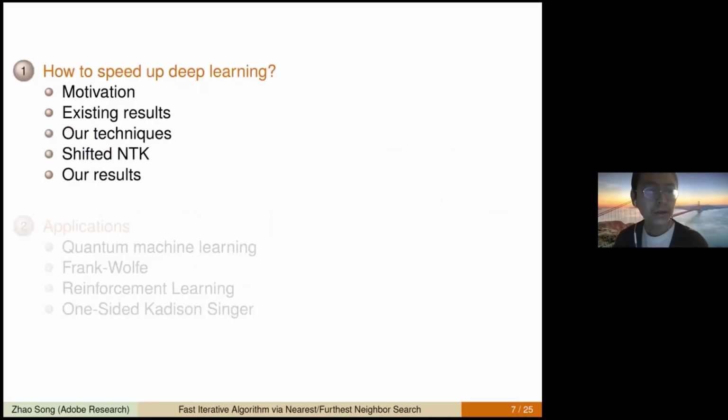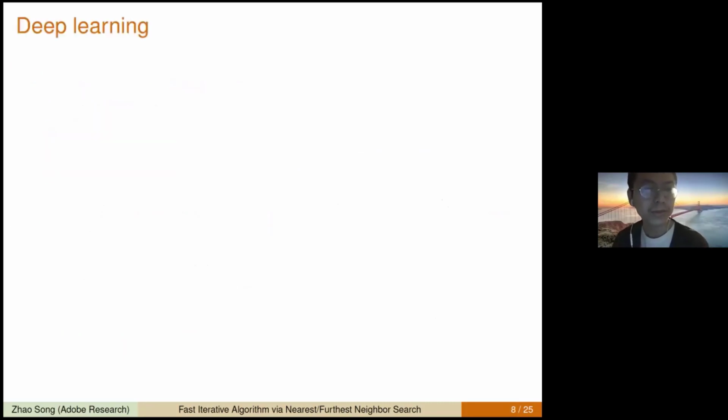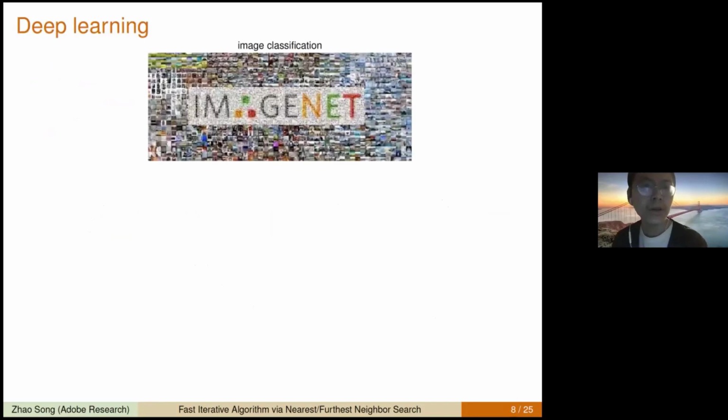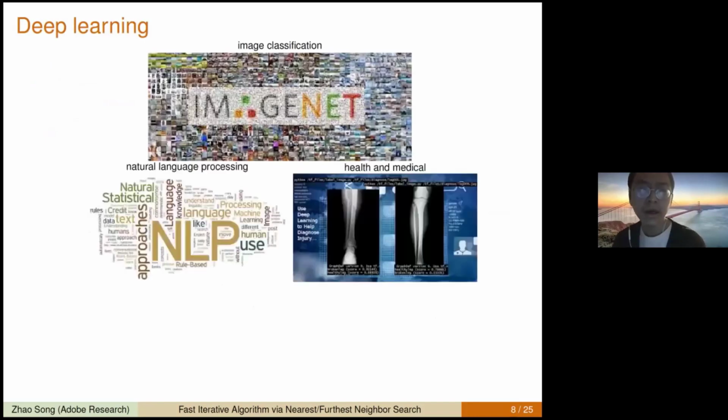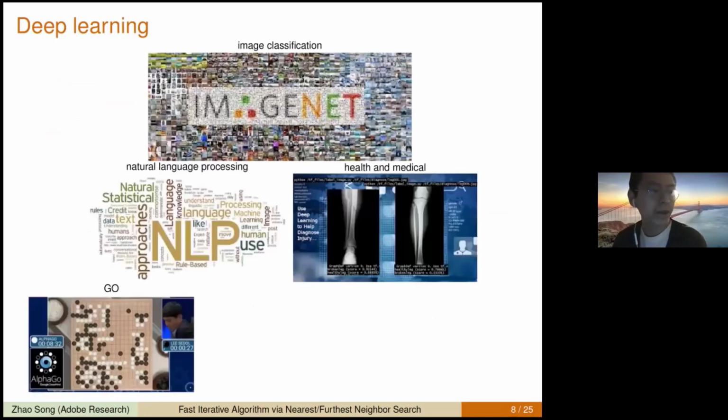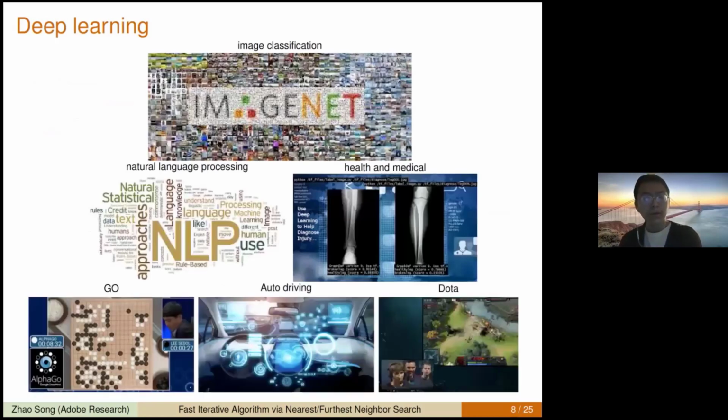For the rest of the talk I will focus on how to use this idea to speed up deep learning. Deep learning has many applications, for example image classification, NLP, health and medical data, and also playing games. One of the ultimate goals of using deep learning is to design an automatic driving system. Of course, deep learning is one of the most important hammers of this century.